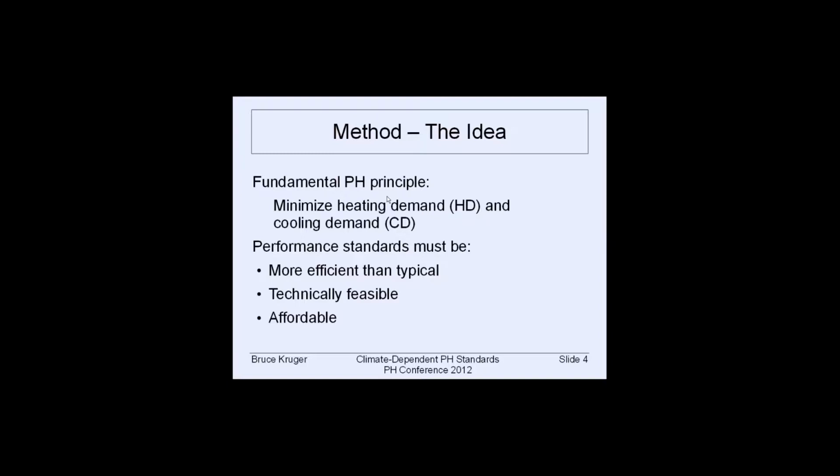The second big idea is that, in my opinion, performance standards have to have these three characteristics. They have to lead to buildings that are more efficient than what's typically being built. They have to lead to buildings that are technically feasible. And the third, and in a way most important thing for my work, is that they have to produce buildings that are affordable. It doesn't mean the cheapest, most inexpensive possible, but it means they have to be affordable in some sense.